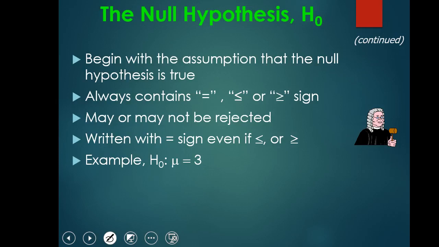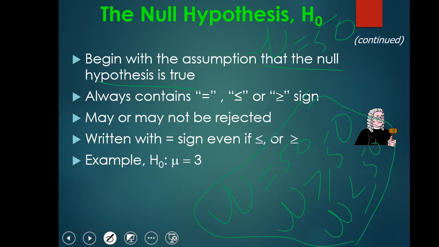Now what actually is the null hypothesis? It begins with the assumption that the null hypothesis is true. We begin with mu equal to 50 because that is our claim. We can also say mu is greater than or equal to 50, or mu is smaller than or equal to 50. All three of them are correct, because there might be a possibility that mu is equal to 50, greater or equal to 50, or smaller or equal to 50.